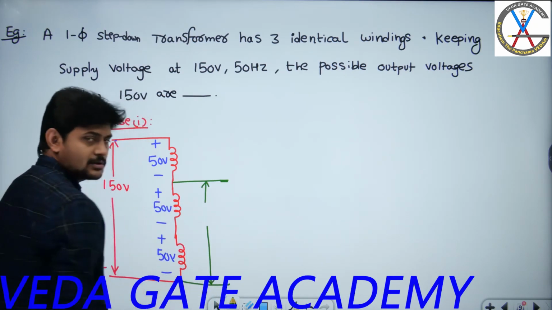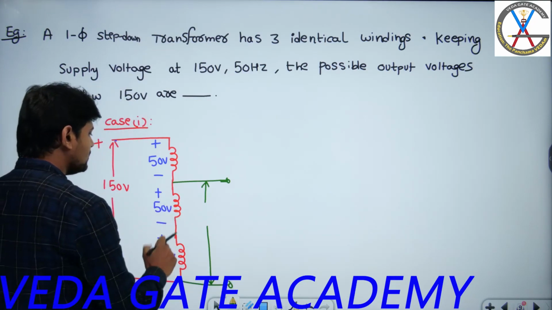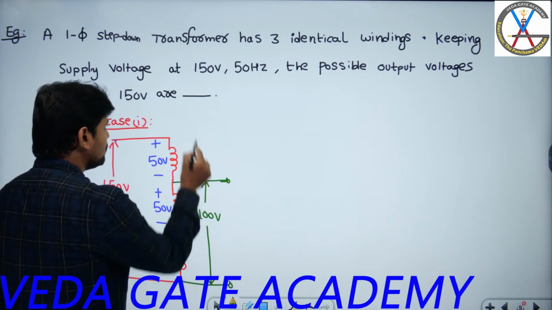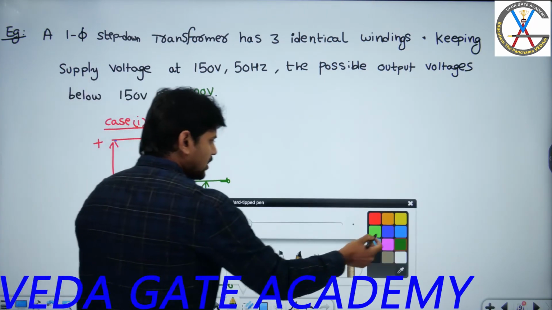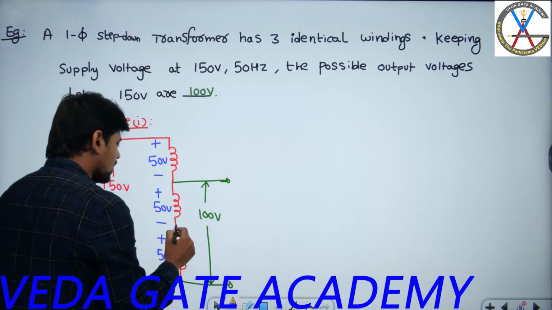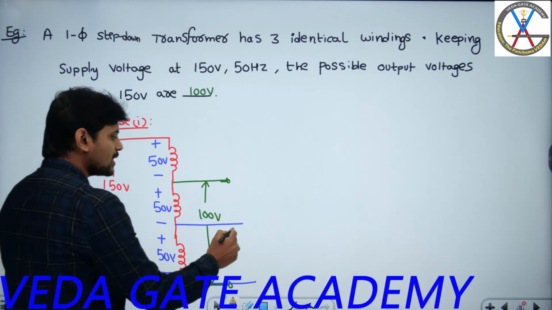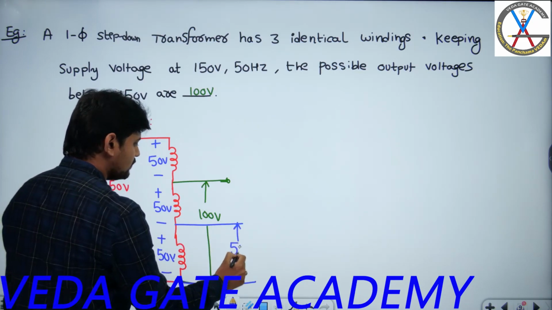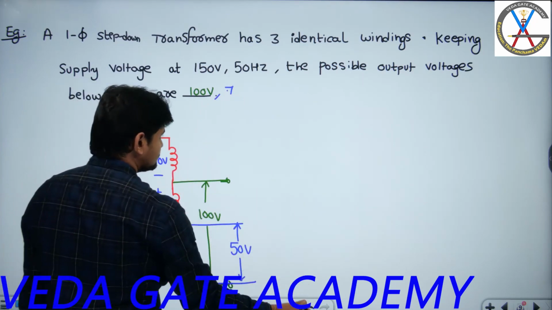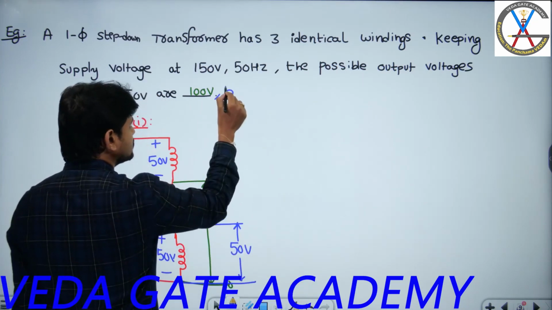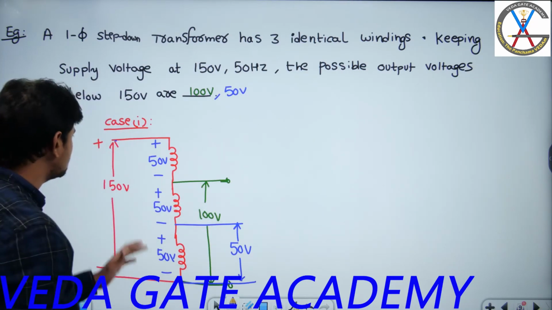Load voltage. If I am connecting the output terminals across these two, then I will get 50 plus 50, 100 volts. So one possible answer is 100 volts. It is not necessary that you connect between these two. I may connect across these two. So across this winding, if I am connecting a load, how much voltage are you going to get? 50 volts, which is less than 150. So the other possibility is 50 volts. This is one case.